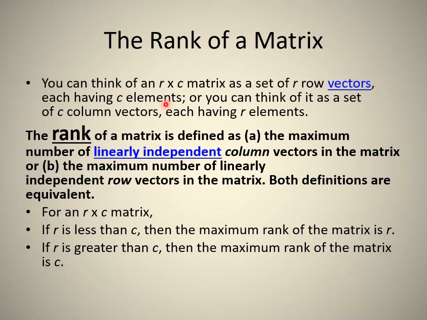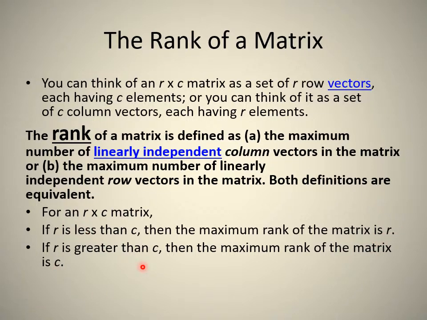So the rank of a matrix is defined as the maximum number of linearly independent column vectors in the matrix, or the maximum number of linearly independent row vectors in the matrix. And it's basically equivalent. So if you have an R by C matrix and R is less than C, then the maximum rank of the matrix is R.